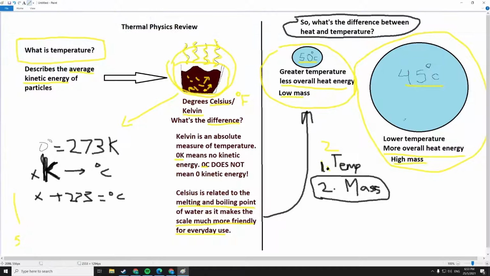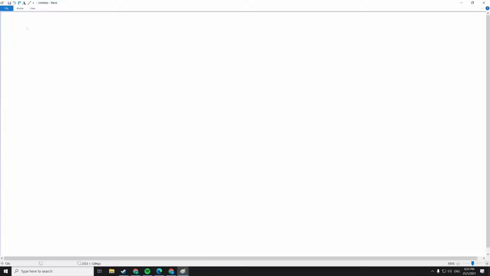And so this big pool, even though it has a lower temperature, because it has so much more mass, it's maybe, I don't know, approximately 10 times bigger than this small one. Simply because of that, it's going to have much more heat energy. And that basically concludes our first part of thermophysics. Okay, so now we're going to move on to our second part.